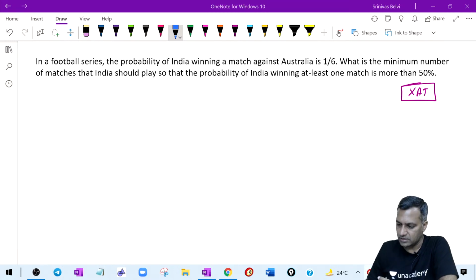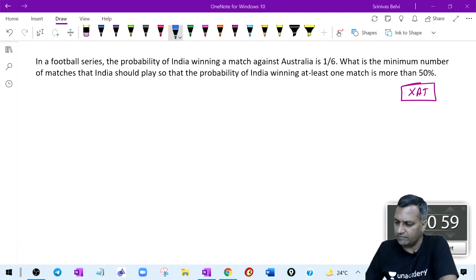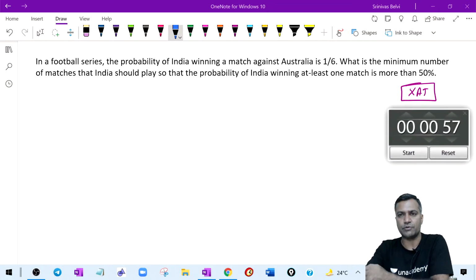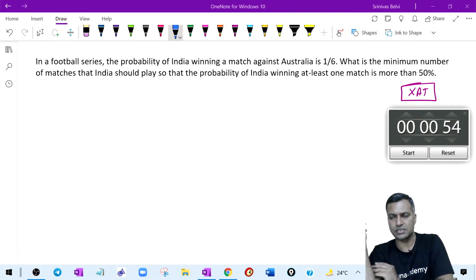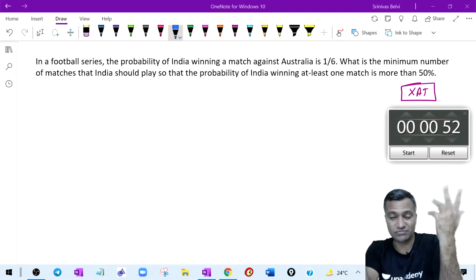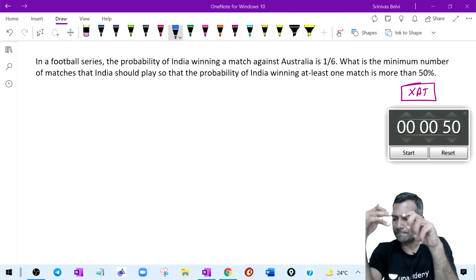Take a minute, friends. Try and interpret this question. Very beautiful question. All these are 11th standard probability questions. Basically, if you have done your 11th standard and studied this subject clearly, you should remember it.